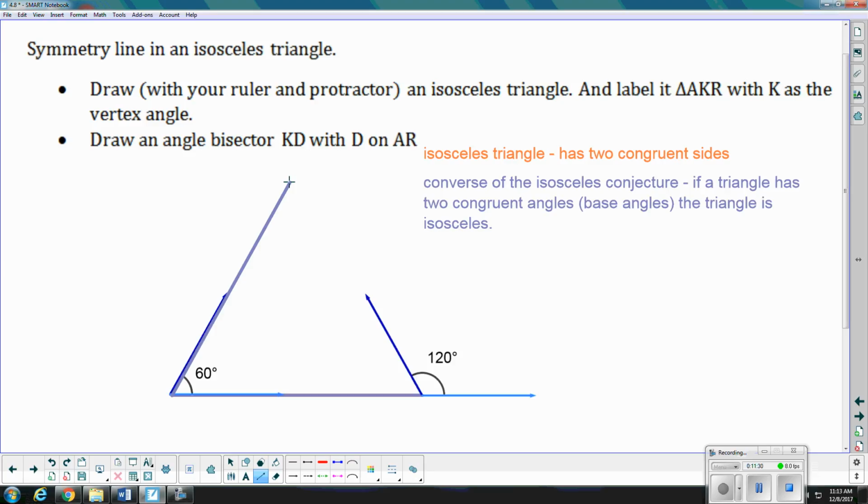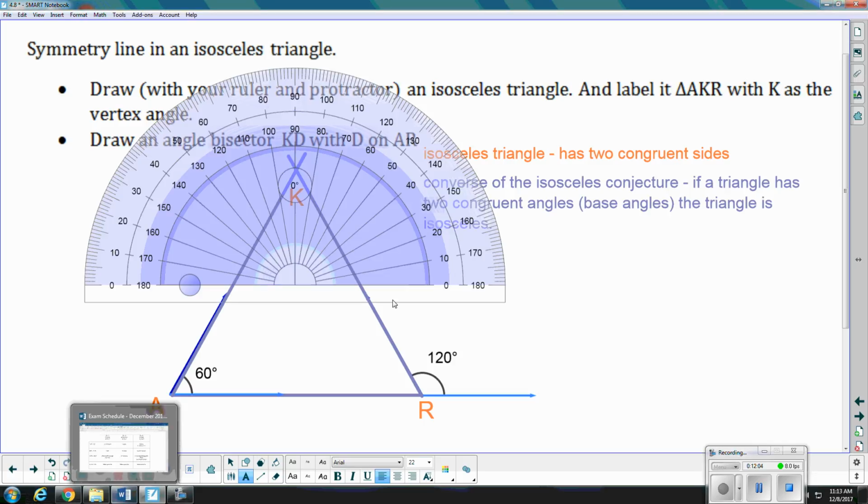So I'm just going to extend my sides so that they intersect. And you should use a straight edge for this. Okay, then it says to label it AKR with K as the vertex angle. And then the next step is to draw an angle bisector, KD, where D goes on to AR. So again, you'll need your protractor, or if you'd like to construct it, you can do that too.